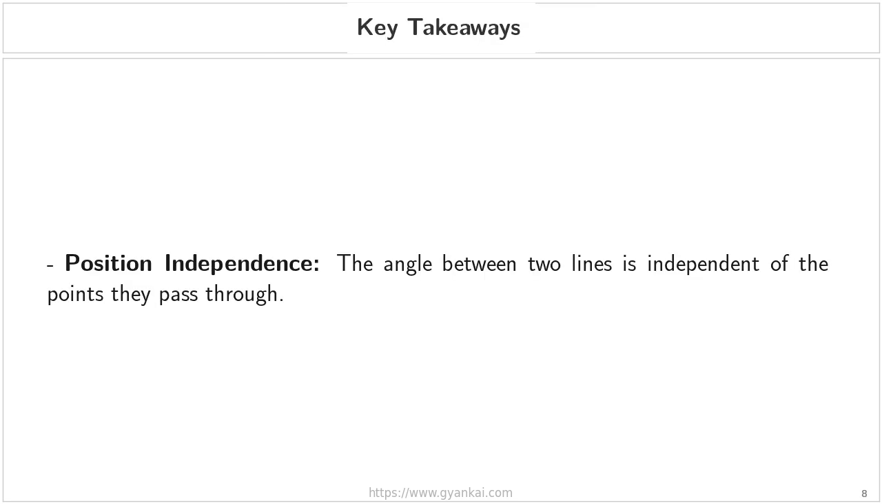Key takeaways. First, remember the principle of position independence. As we saw in our worked example, it doesn't matter where the lines are located in the three-dimensional coordinate system. The angle between two lines is entirely independent of the specific points they pass through. Whether a line passes through the origin or is shifted far away into space, the angle remains unchanged.